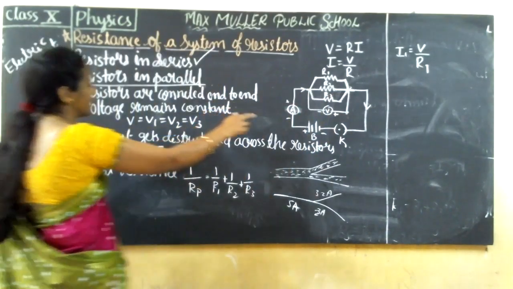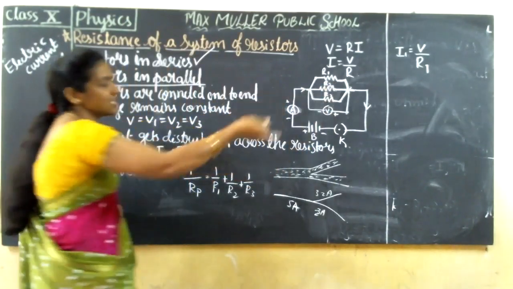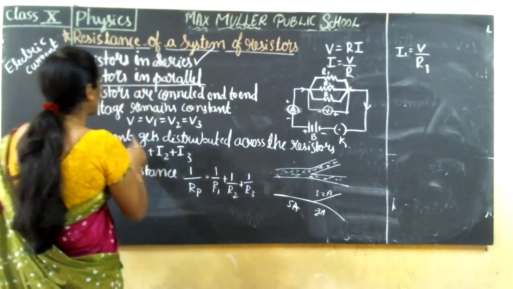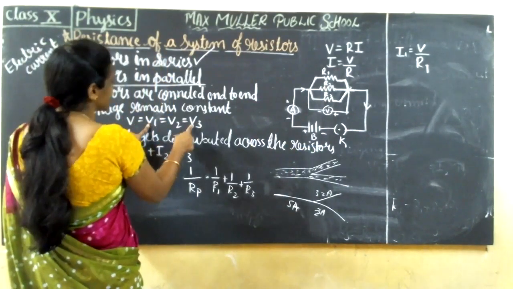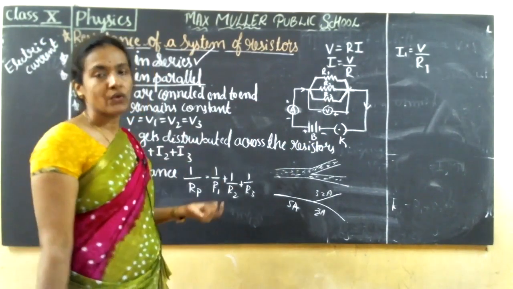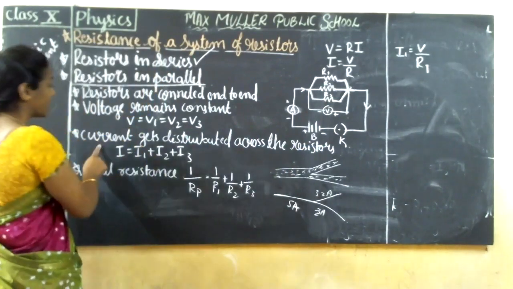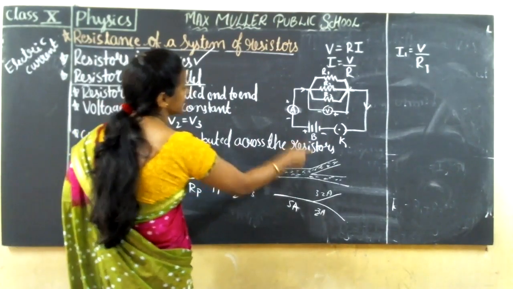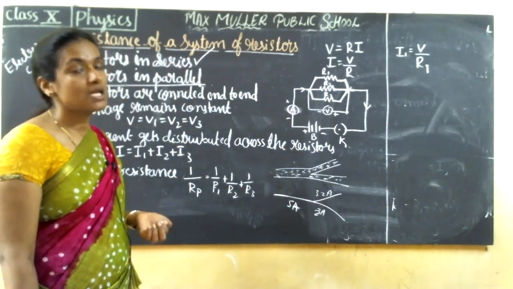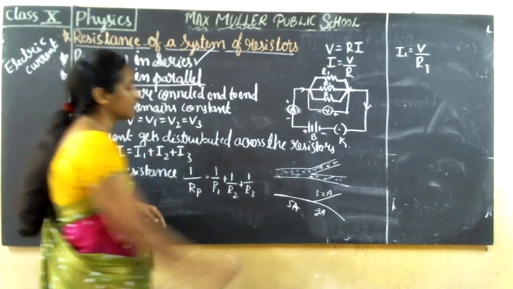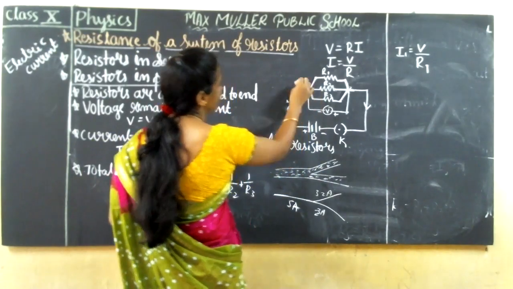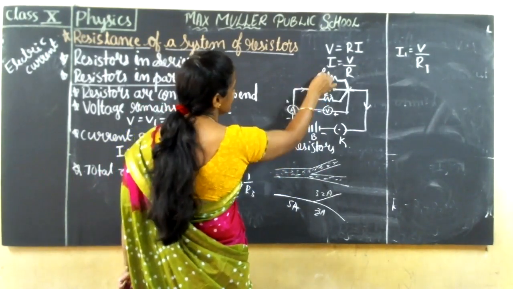In series connection, voltage gets distributed. Here voltage remains constant. So how will we write that? V is equal to V1 plus V2 plus V3, right? Here current gets distributed across the resistors. Current is going to distribute, as I explained here. The current starts to flow from here. Once it comes to this point, it is going to distribute here.